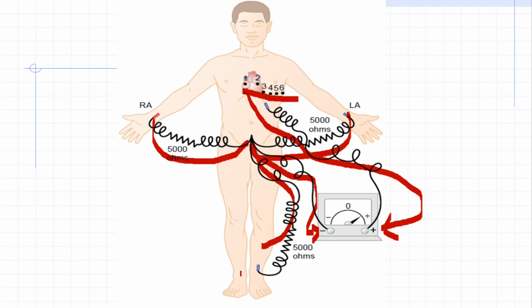There is another electrode kept here that is fixed to the right foot, and this is acting as an earthing. That is, it prevents the electrical interference while recording the ECG. So this is acting as an earthing.